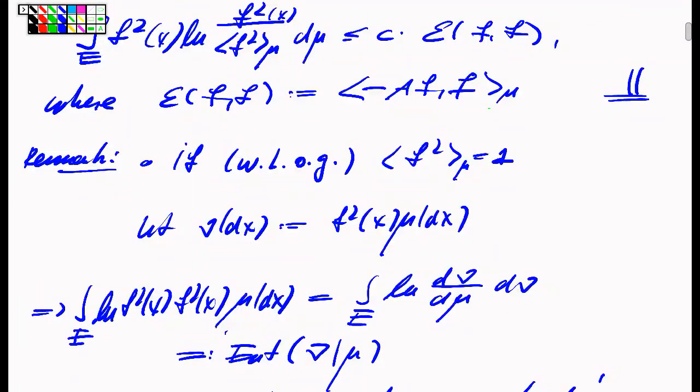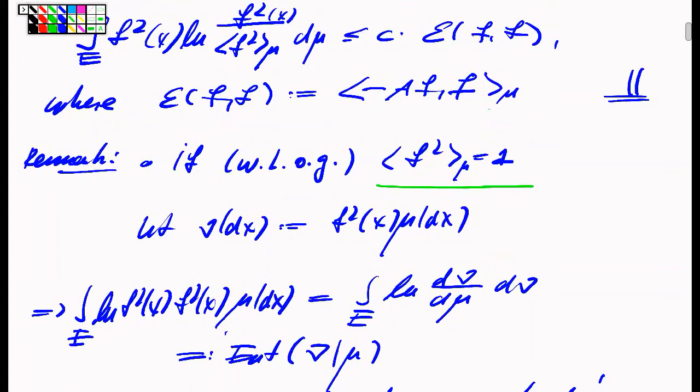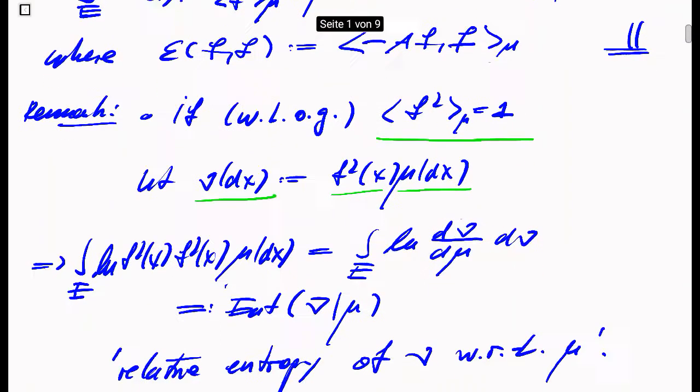We start the discussion of this family of inequalities with a few remarks. First, you can convince yourself that it is sufficient to establish this inequality for the case that the L2 norm with regards to mu of the function f is equal to 1, because otherwise you would just pass to the normalized version and easily establish the general inequality above from the special case. So we can assume, without loss of generality, that the L2 norm of the function is equal to 1, which allows us to introduce a new probability measure on our space, which is a perturbation of the invariant measure by means of the function f squared as Radon-Nikodym derivative.